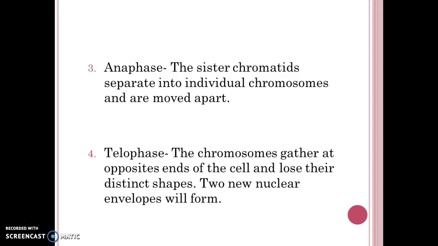Anaphase, the sister chromatids separate into individual chromosomes and are moved apart. During telophase, the chromosomes gather at opposite ends of the cell and lose their distinct shapes. 2 new nuclear envelopes will form.